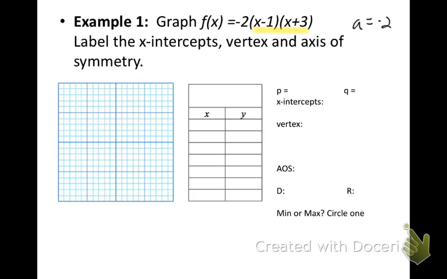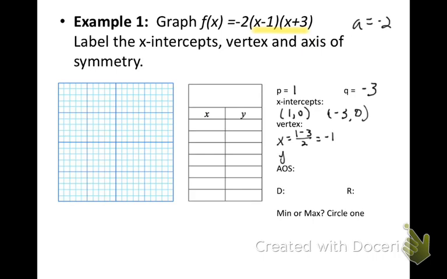So our p value is what's being subtracted, which is positive 1. And then if you have x plus 3, that means a negative 3 is being subtracted. You can also think of it as that p and q are just the opposite signs of what you see in the equation. So our two x-intercept points are the point 1, 0 and negative 3, 0. Now to find the x value of the vertex, we're going to add p and q and divide by 2. So negative 2 divided by 2 will give you negative 1.